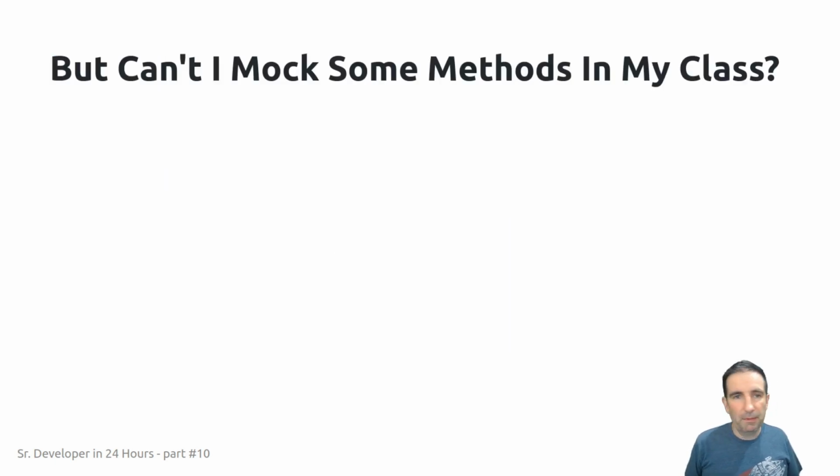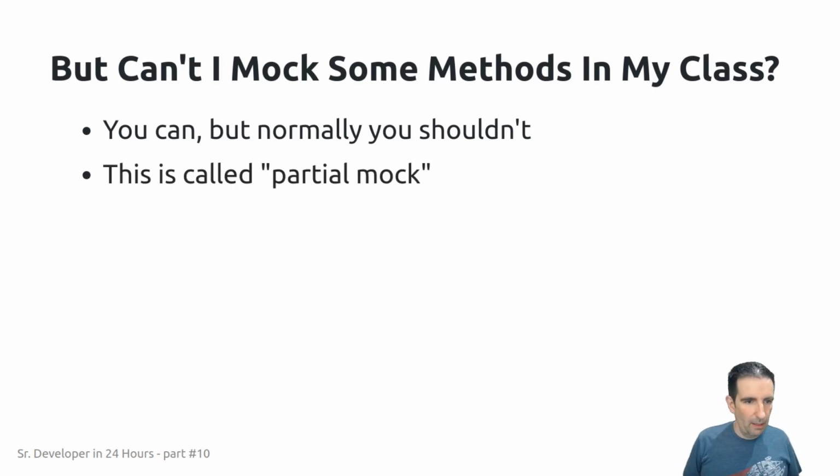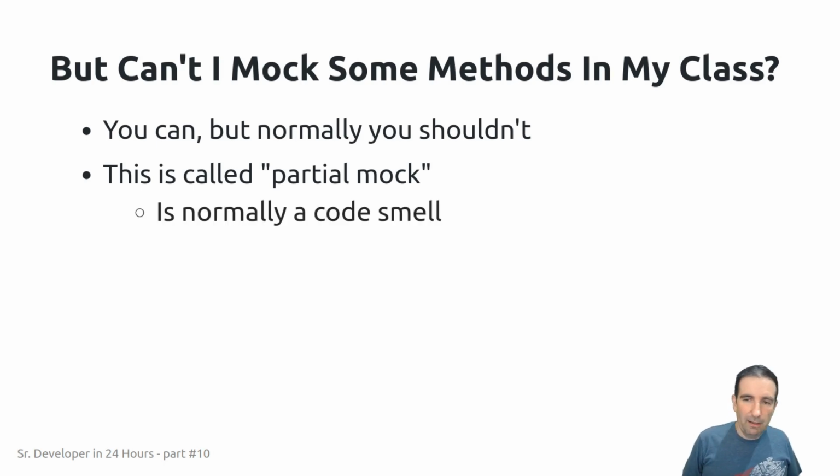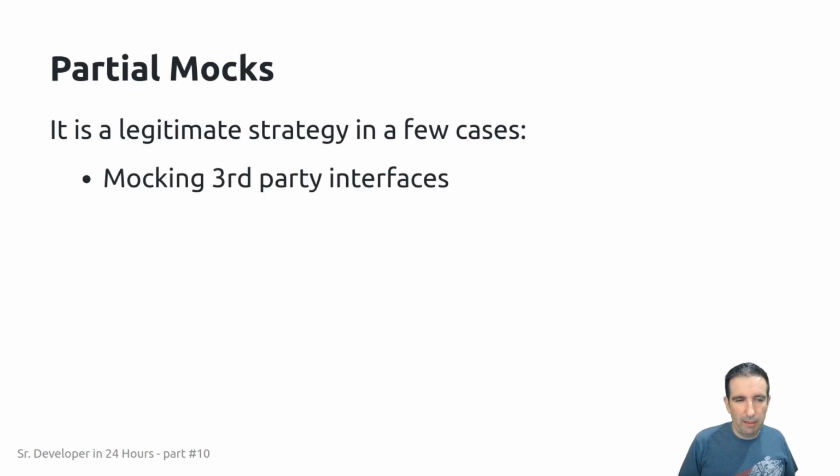All right, but in practice, can't I mock some of the methods in my class to make it easier for my test? Well, you can, but normally you shouldn't. And the practice of mocking some of these methods is called partial mock. And in a lot of cases, it is normally a code smell. Now, obviously, for every rule, there are some exceptions. And there are legitimate cases where partial mocks might make sense. For example, when we're mocking third-party interfaces that we don't have full control over, things like that.